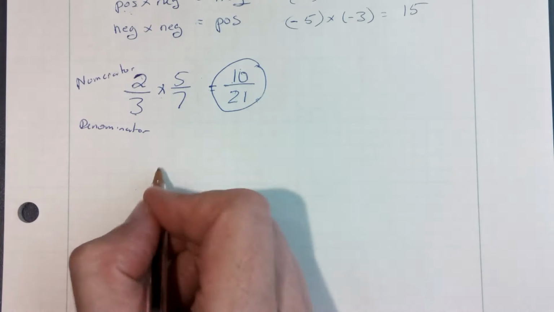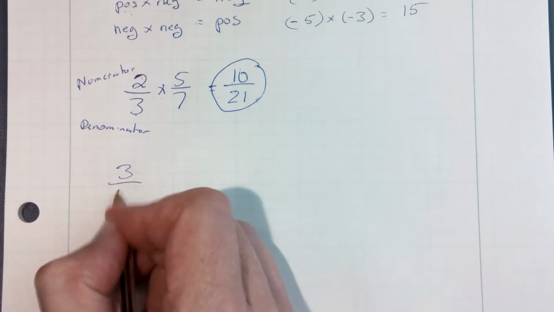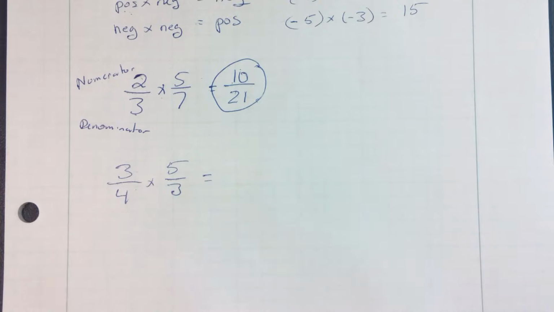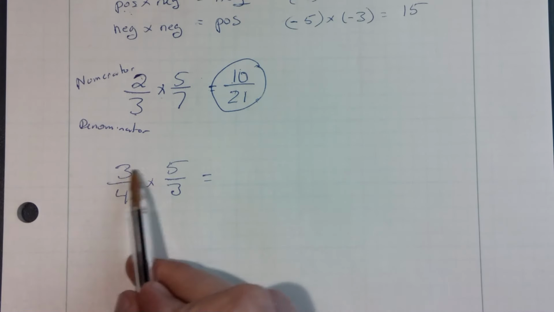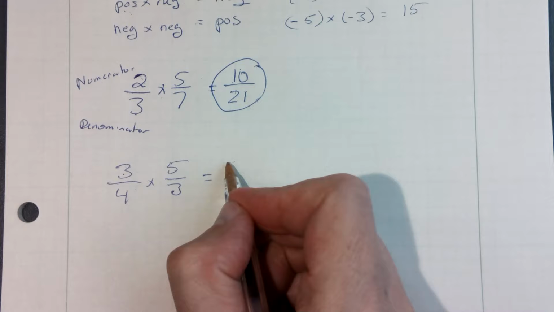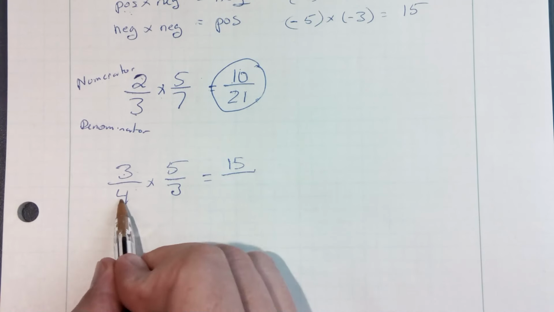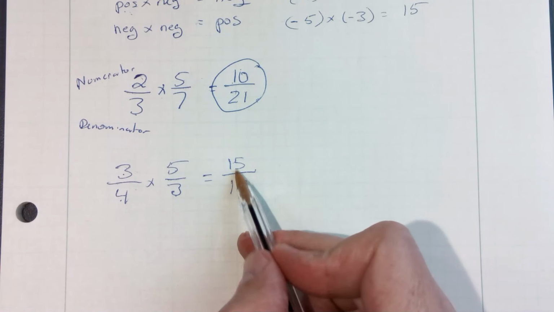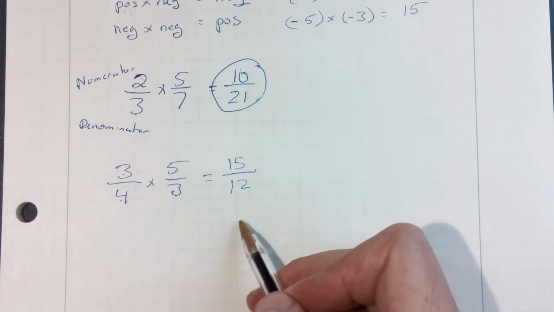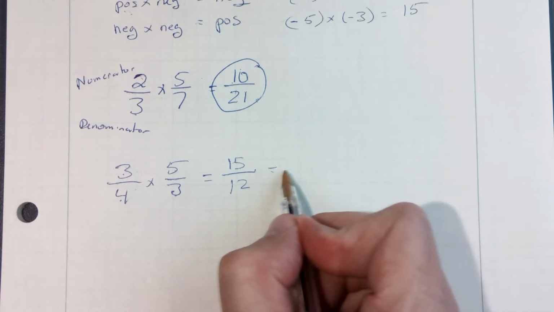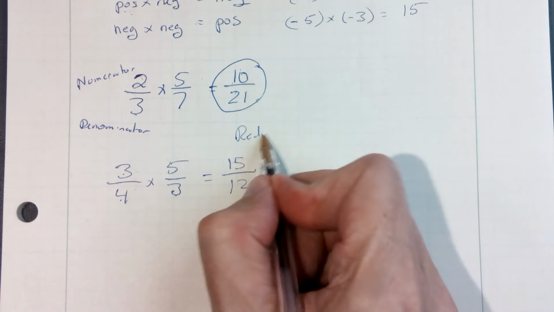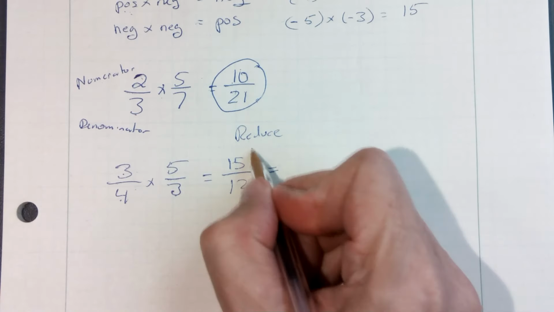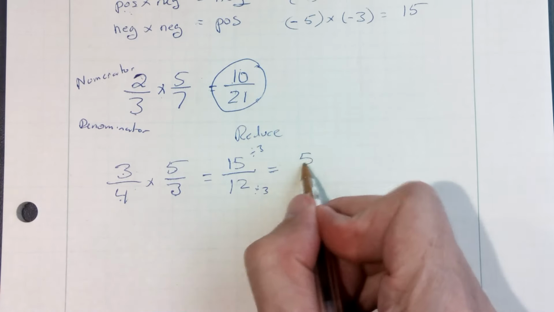3/4 times 5/3 equals. Now, again, a lot of students are just going to go top times top, which gives us the 15, over bottom times bottom, which is going to give us 12. And then we ask, are there any common factors between 15 and 12? In other words, does it reduce, right? Because we always have to try to reduce if possible. And it does. It has a factor of 3. So I divide by 3, I divide by 3, and I get 5/4.